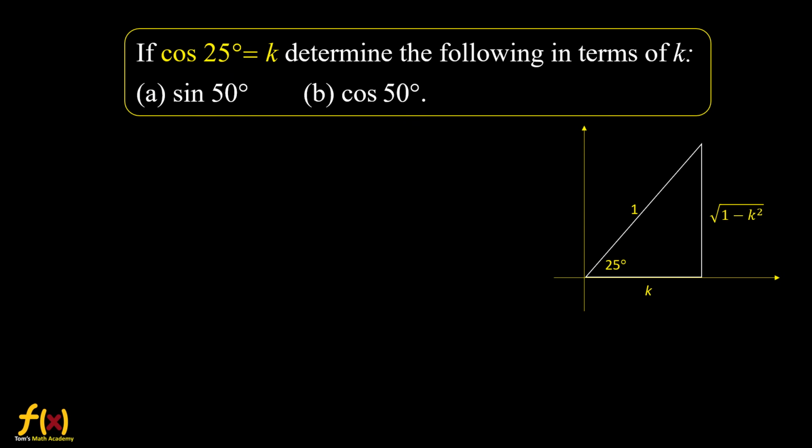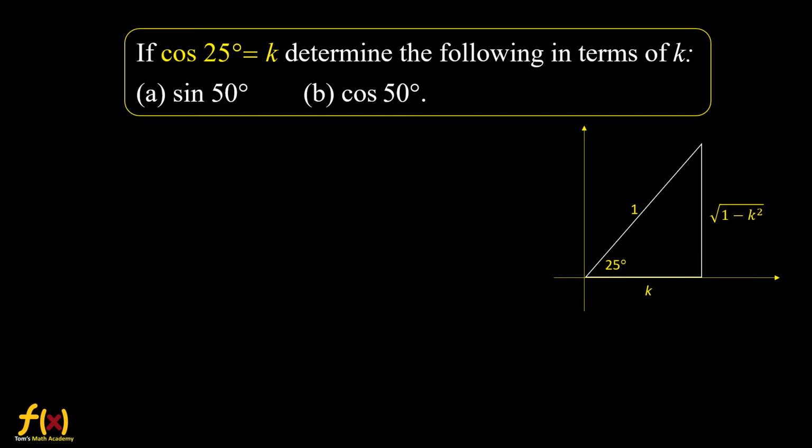One more question. You will definitely get questions of this type from the double angle. Cos 25 equal to K. Determine the following in terms of K. Sine of 50. We are given cos 25 equal to K. Sine of 25. So we have to work out a lot of steps now.